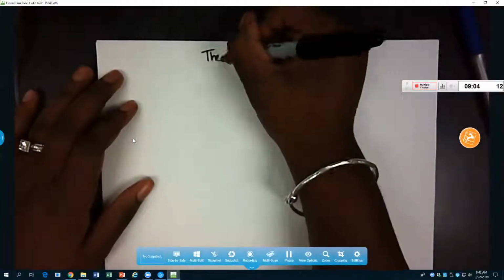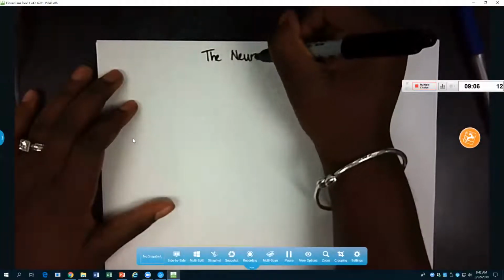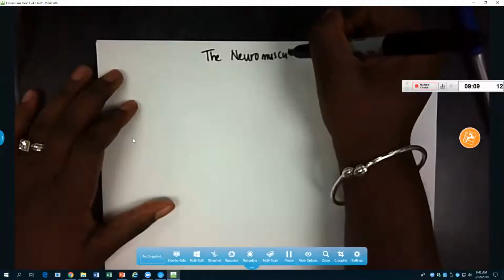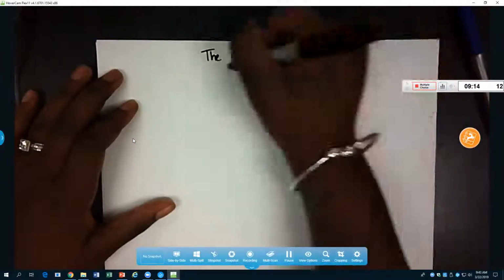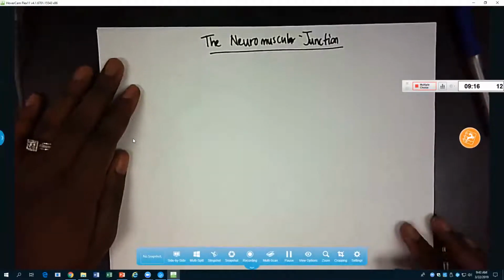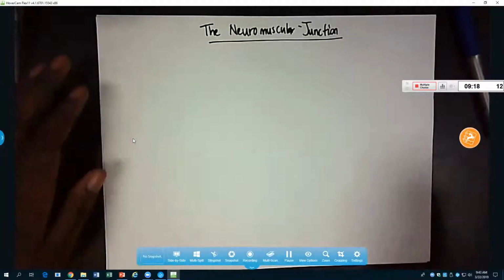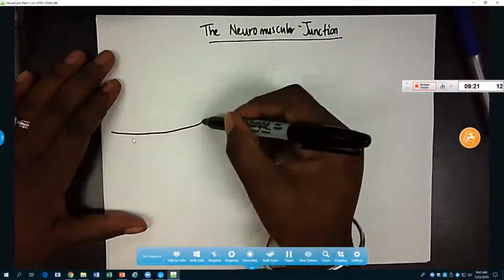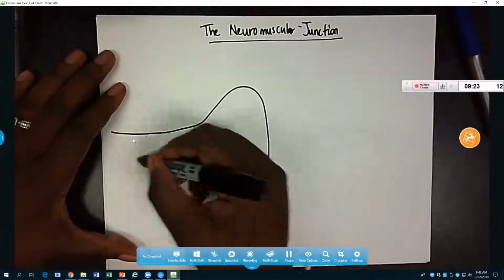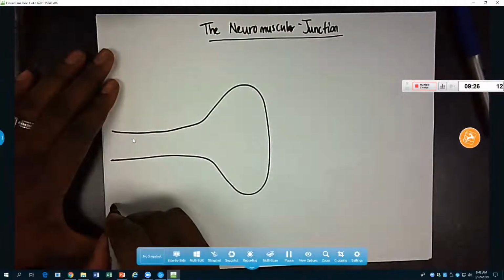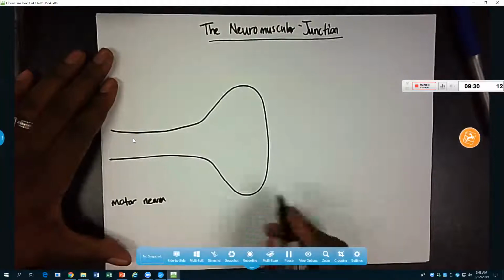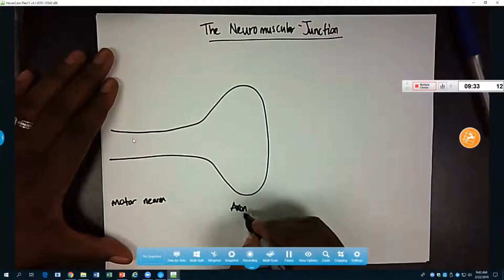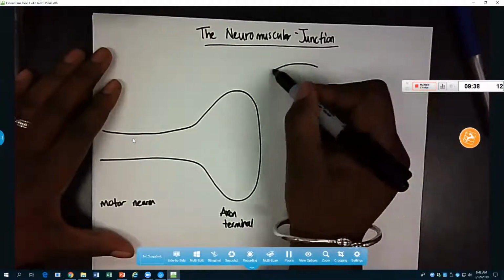Okay, so let's look at the events that take place at the neuromuscular junction. These are very similar to what takes place at the neuroeffector junction, but there are some important differences. So this is our motor neuron. This is our axon terminal. And then this is the motor end plate.